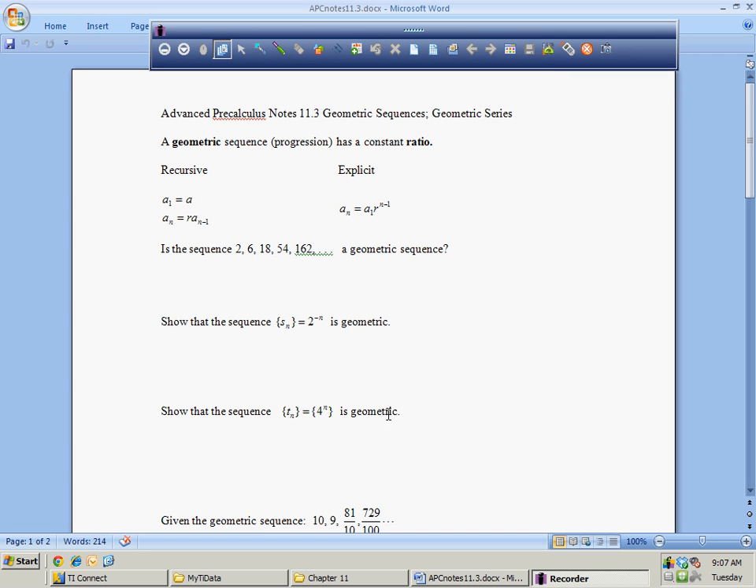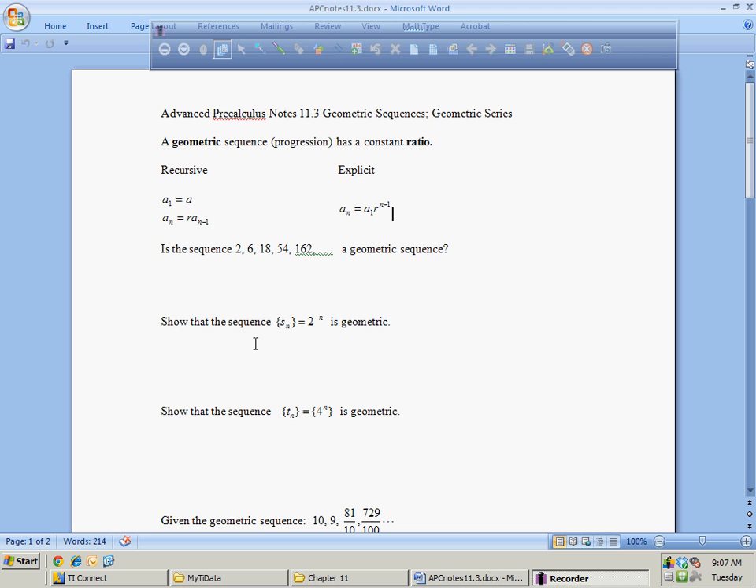So, geometric sequences and geometric series. Let me just explain the difference between a sequence and a series. A sequence is just an ordered set of numbers, whereas a series is separated by plus signs. So a series is when you add them all up together. That's what you get, okay?